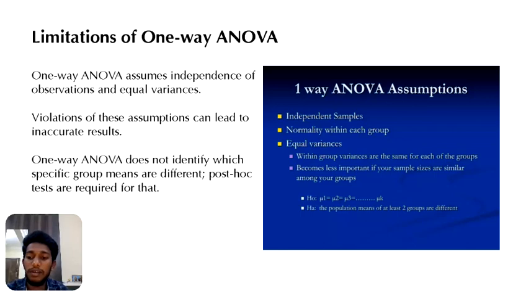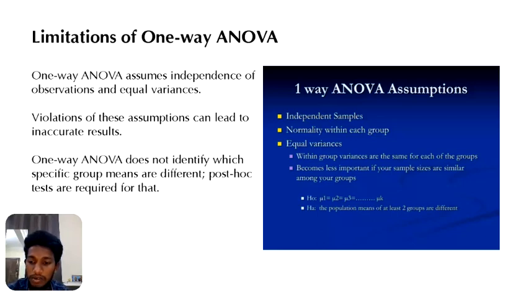Assumption of independence. It assumes that the observations within each group are independent. Violations of this assumption can lead to inaccurate results. Assumption of homogeneity of variances. It assumes that the variances of the groups being compared are equal. If this assumption is violated, the ANOVA results might not be reliable.